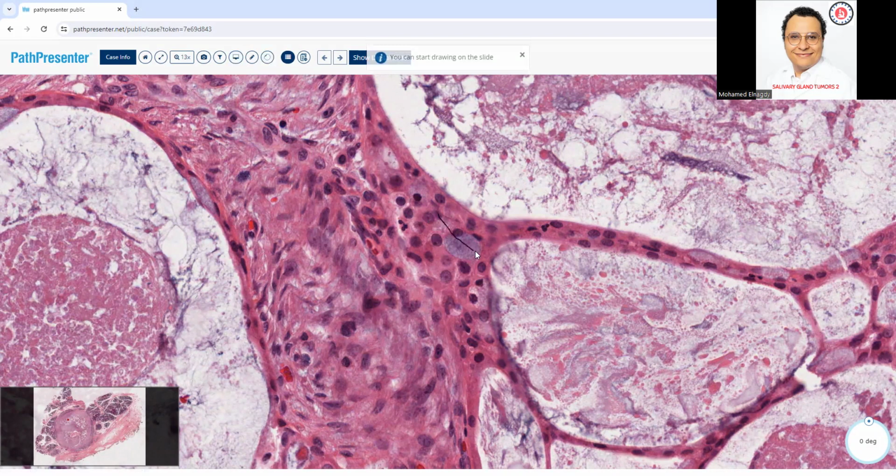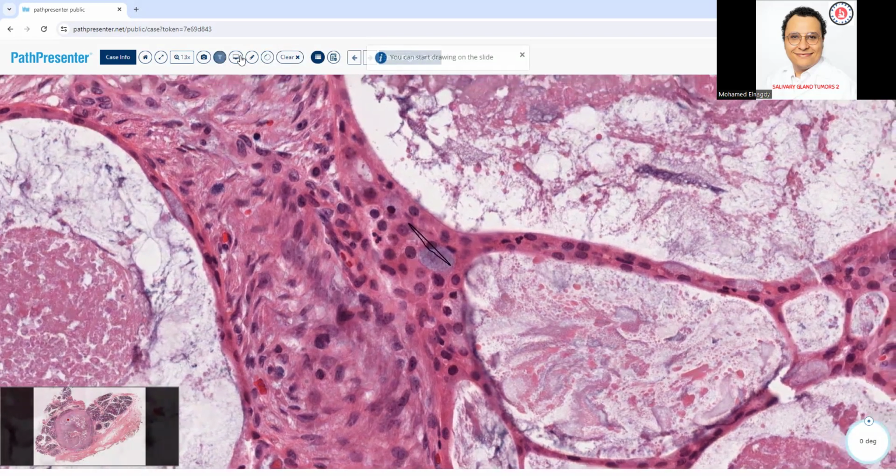Can you see this cell? What do you think of this cell? Very large, kind of foamy. Large, foamy, with the nucleus pushed to the side, right? Yeah, with the nucleus pushed to the side. So that's what.